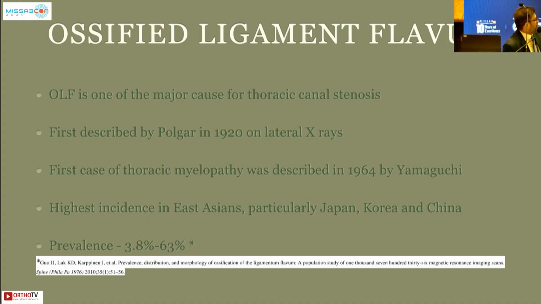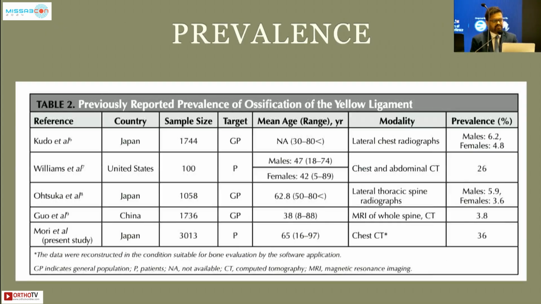Ossified ligamentum flavum is one of the major causes of thoracic canal stenosis, first described by Polgar in 1920, and the first case of thoracic myelopathy was described by Yamaguchi in 1964. Highest incidence is reported in East Asian populations: Japanese, Koreans, and the Chinese. The prevalence varies from 3.8 to nearly 63%.